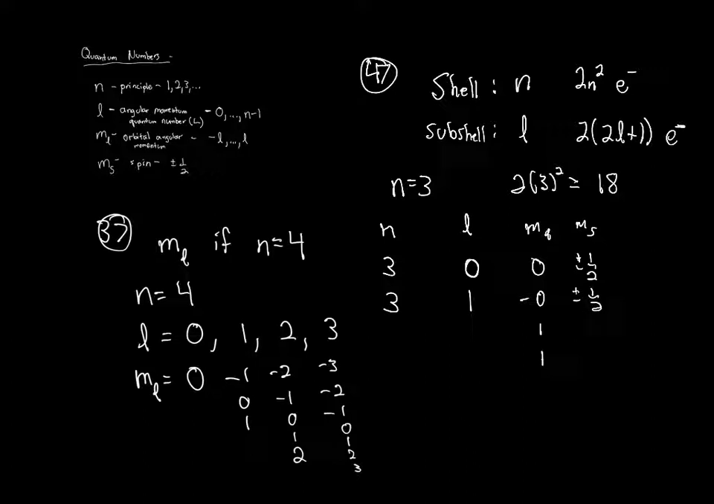How about right here? What can M sub L be? Plus or minus 1/2. I did some crazy writing there. I went negative 1, 0, 1. Plus or minus 1/2. My L is still 1 here, and my N is still 3. How many electrons do I have now? 2, 4, 6, 8. I'm up to 8. How many more do I need? 10 more.